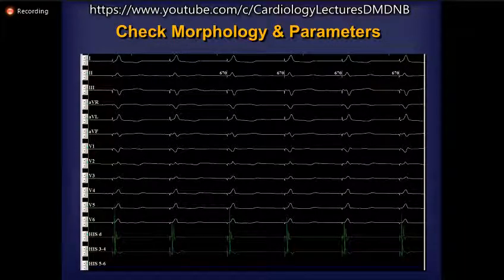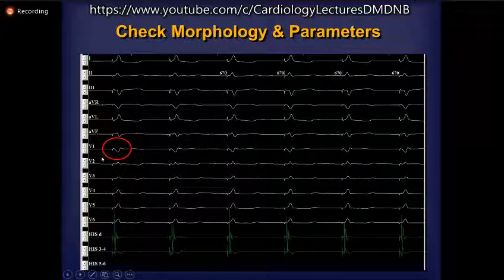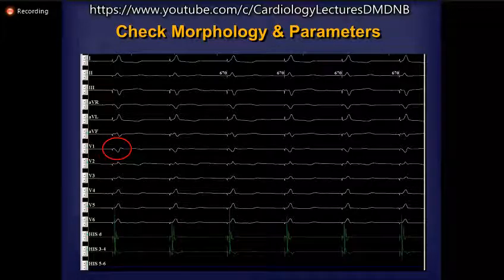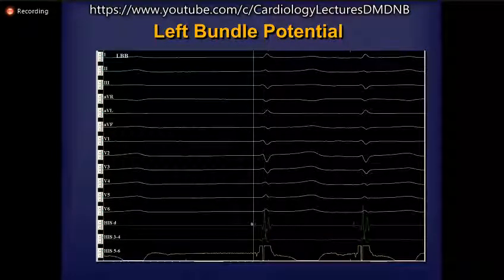Once you have penetrated adequately, you check the morphology and the parameters. Now, the morphology which you will get is like an RSR prime or a right bundle branch like pattern on V1. And this is the morphology on the QRS which you can check. In addition, you can also record a left bundle potential from your pacing lead.